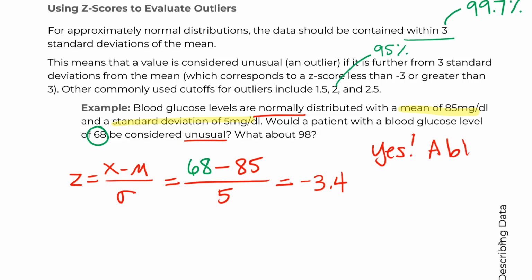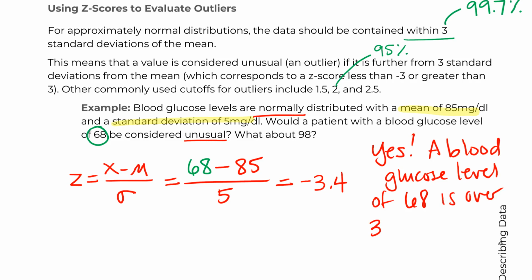A blood glucose level of 68 is over 3 standard deviations below the mean.